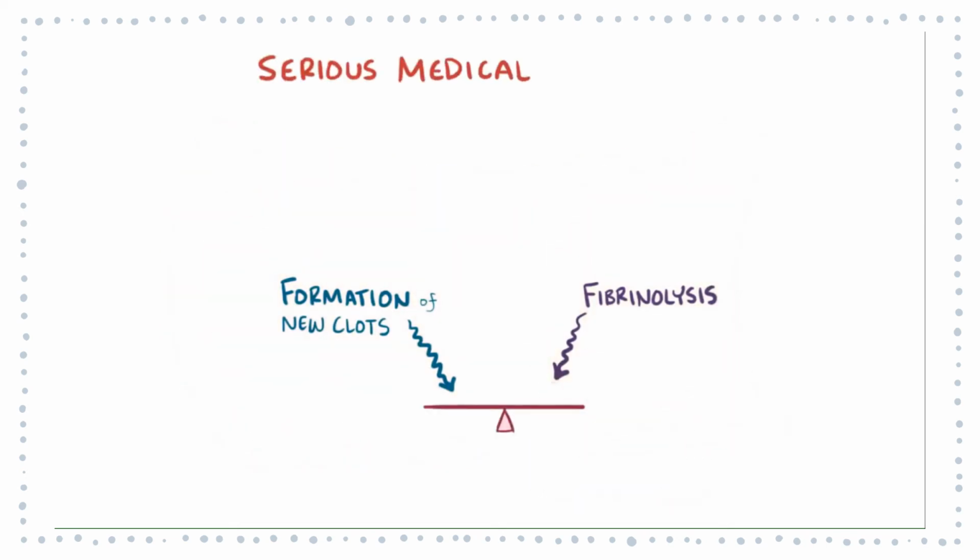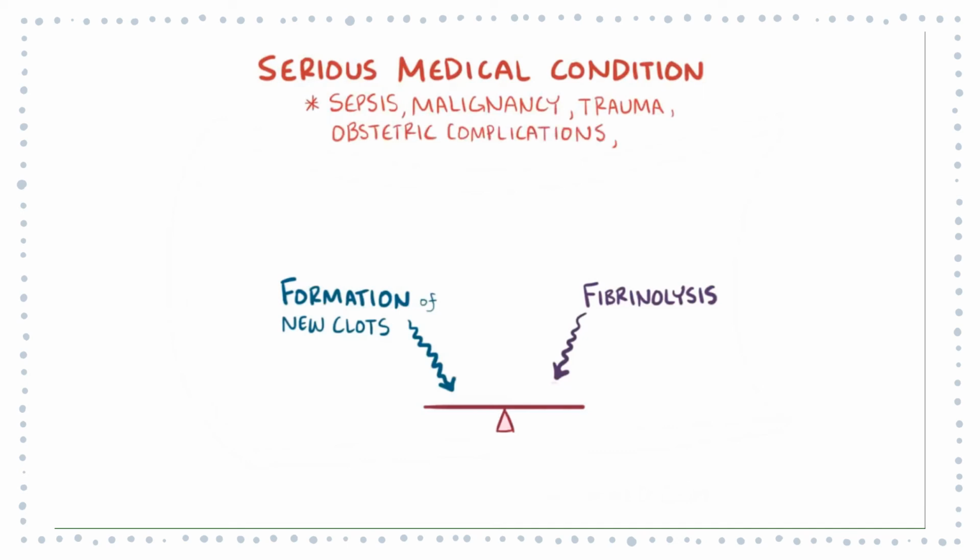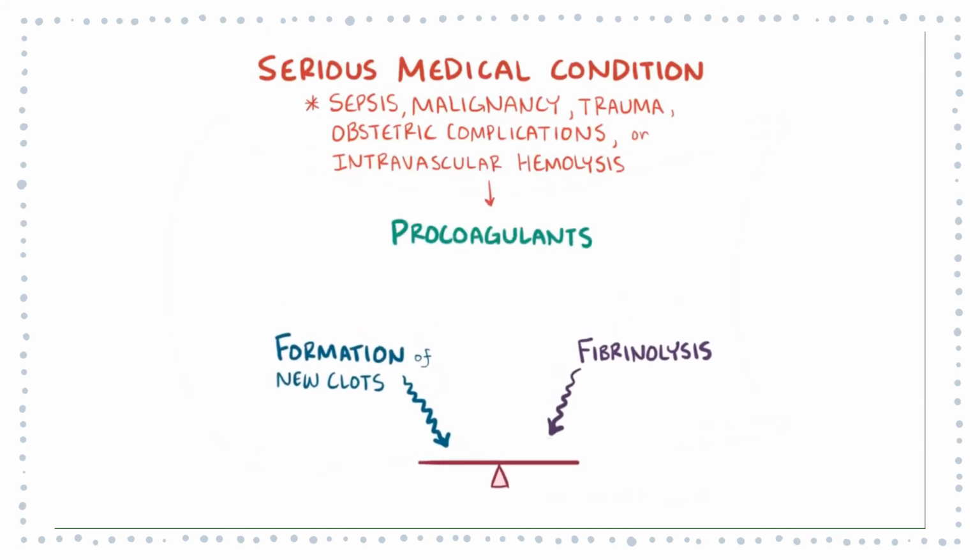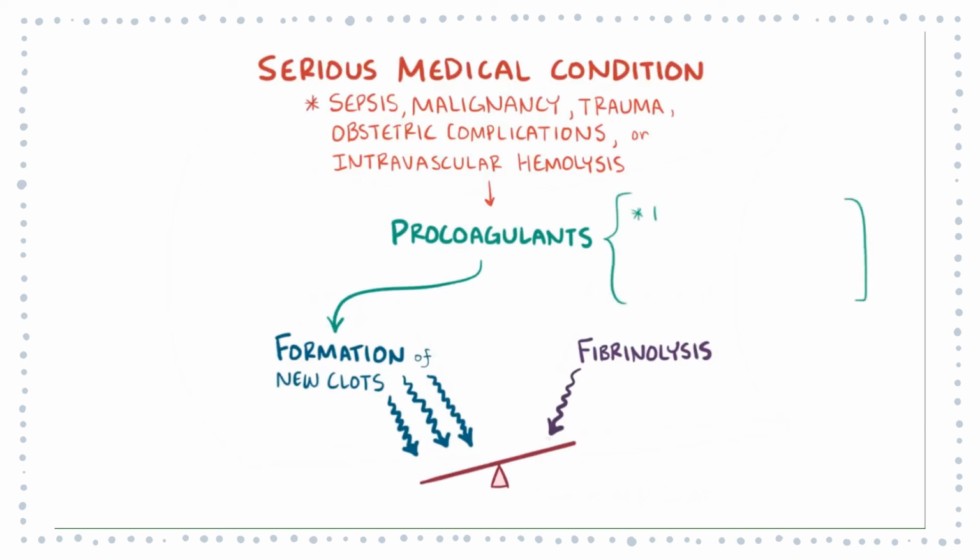Normally, the formation of new clots and the process of fibrinolysis are in a steady balance. Now, in serious medical conditions, like for example sepsis, malignancy, serious trauma, obstetric complications, or intravascular hemolysis, like you might see with blood type incompatibility, there can be a release of a procoagulant that tips the scales in favor of clot formation. Procoagulants could be proteins, like tissue factor, or bacterial components, like lipopolysaccharide. Or it could even be the presence of enzymes that help to proteolytically cleave and activate clotting factors.